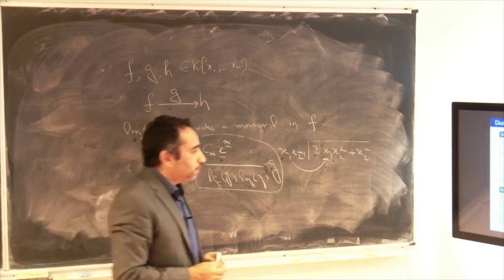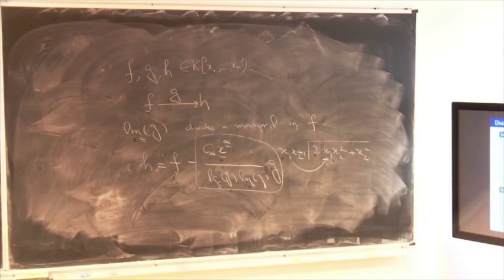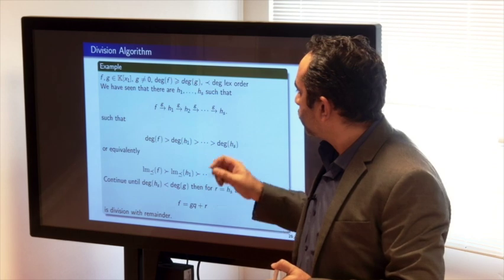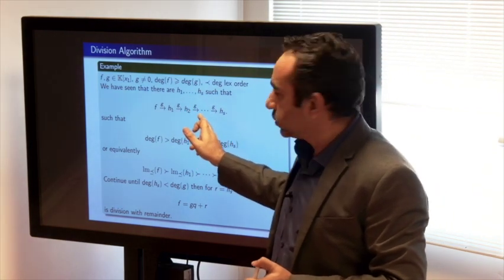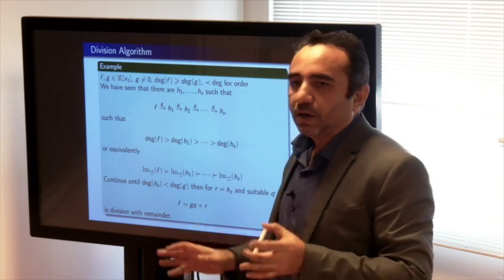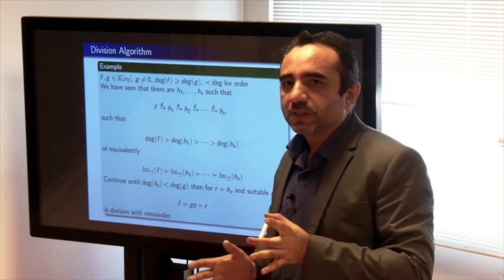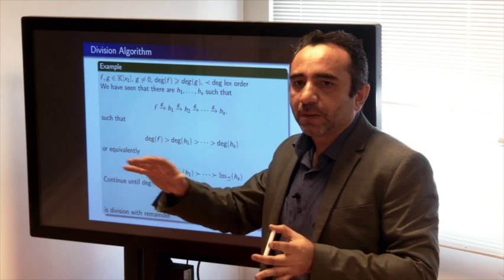Now we are extending this concept of division. In this extended concept, we have seen that there are h1 and h, such that this is now, you can say, step by step, one by one.